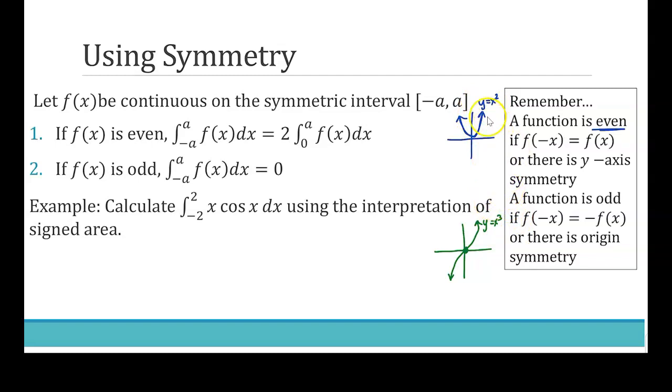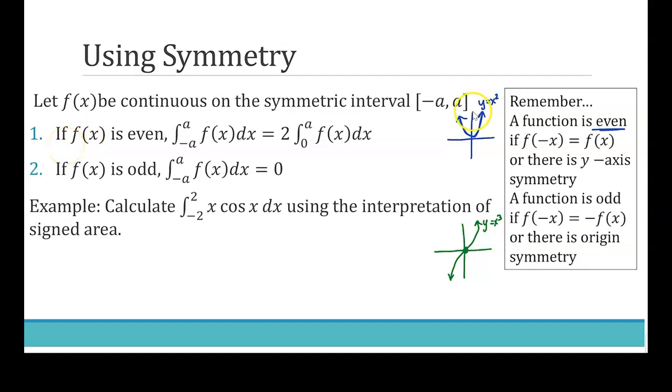Now let's take that and apply it to this idea of definite integrals, if possible. So let f of x be continuous on the symmetric interval negative a to a. What's important is the only way we can apply these properties or rules is if the limits of integration go from the negative of a number to the positive of that same number. If those are the limits of integration, we might want to keep this in the back of our head: is the function even or odd? Because that might make this problem easier.